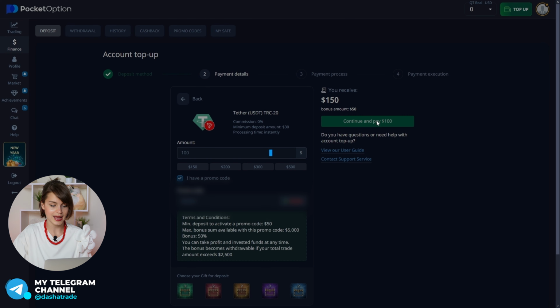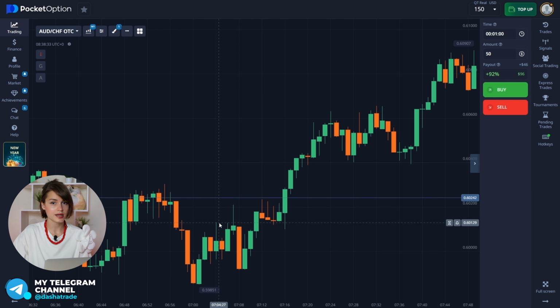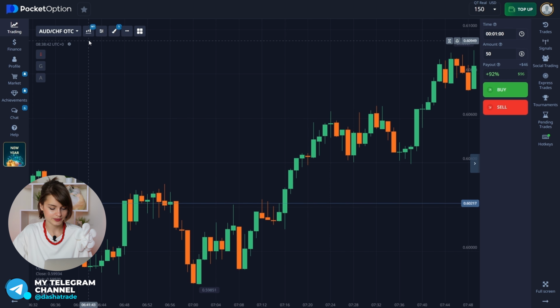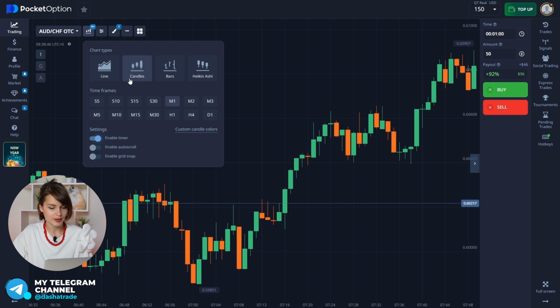Click continue and pay for the application. So literally 2 minutes have passed and the funds have already been credited to my account. Great. Now let's set up the chart. First of all, we enter the section in the left upper corner. You should have the candlestick chart type selected here, as well as a 1 minute time frame.